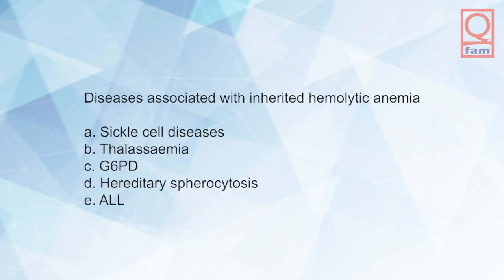Diseases associated with inherited hemolytic anemia? A. Sickle cell diseases. B. Thalassemia. C. G6PD. D. Hereditary spherocytosis. E. All. The answer is E, all.